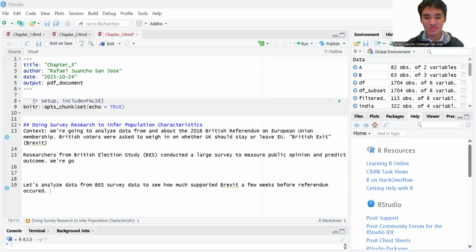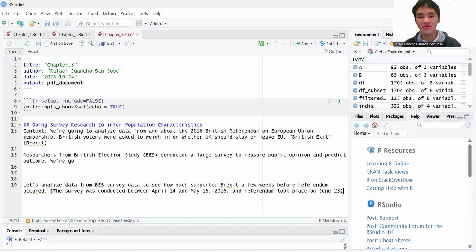Let me just type this in. The survey was conducted between April 14 and May 16, 2016. And the referendum took place on June 23. So it's literally about a month before the referendum that this survey was conducted.